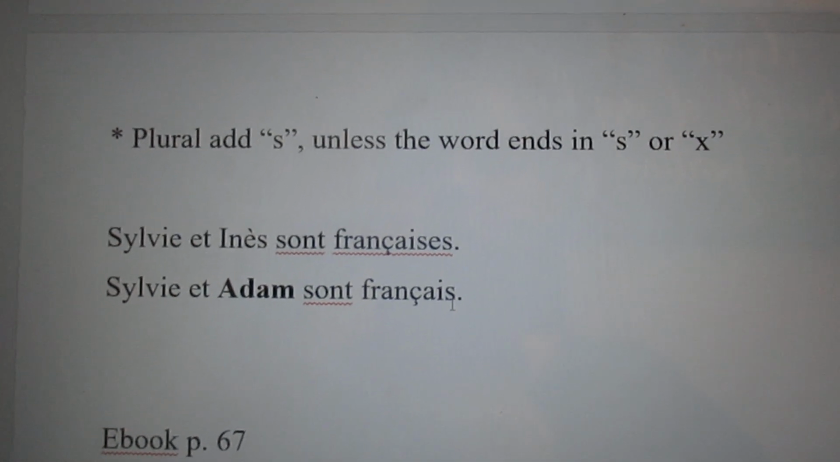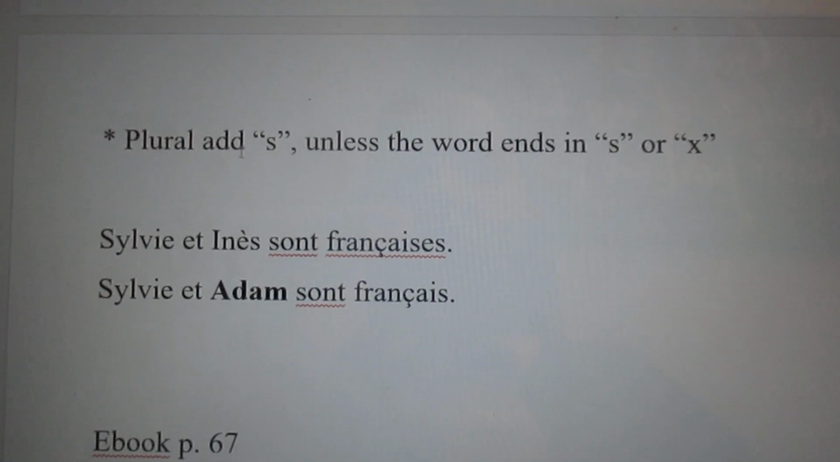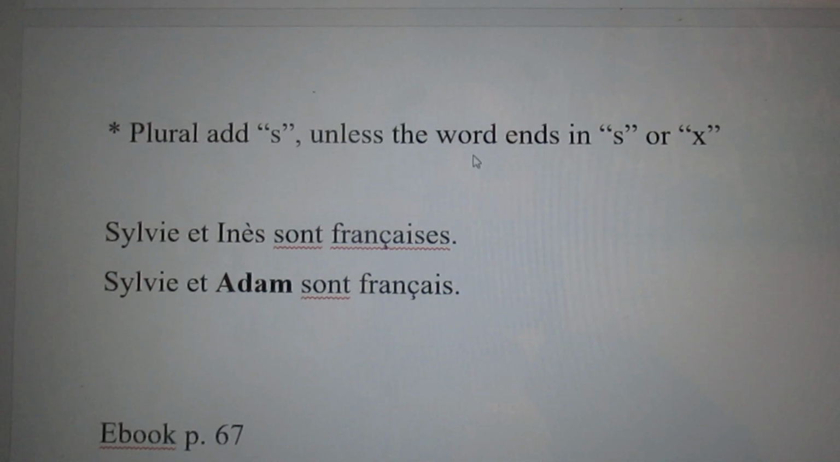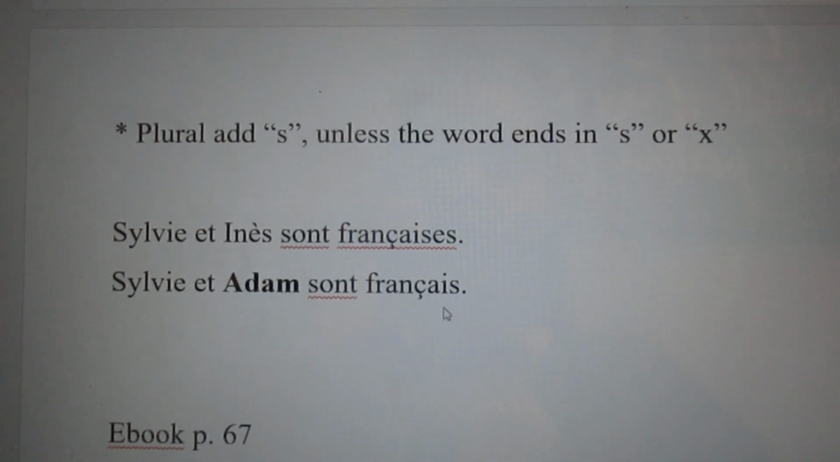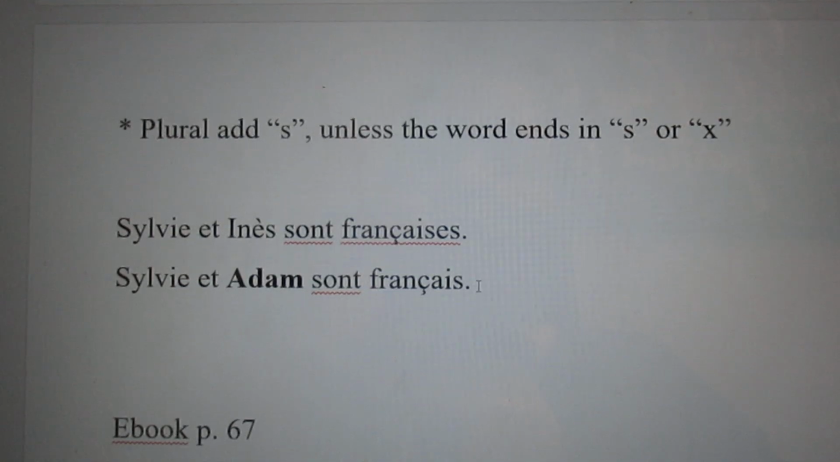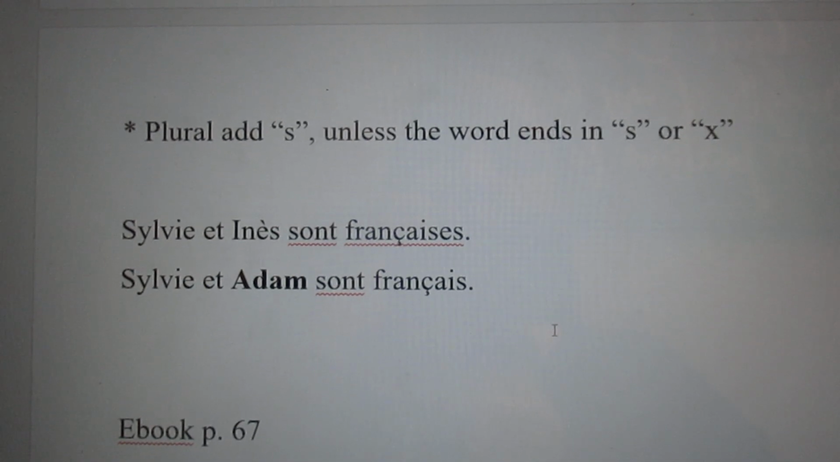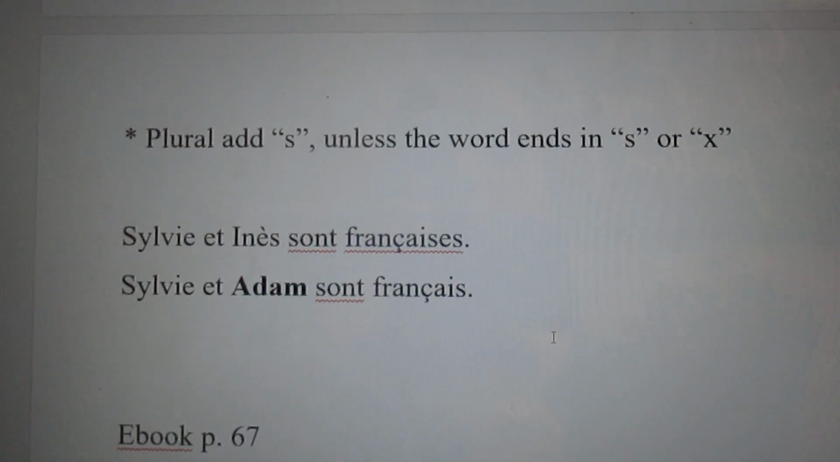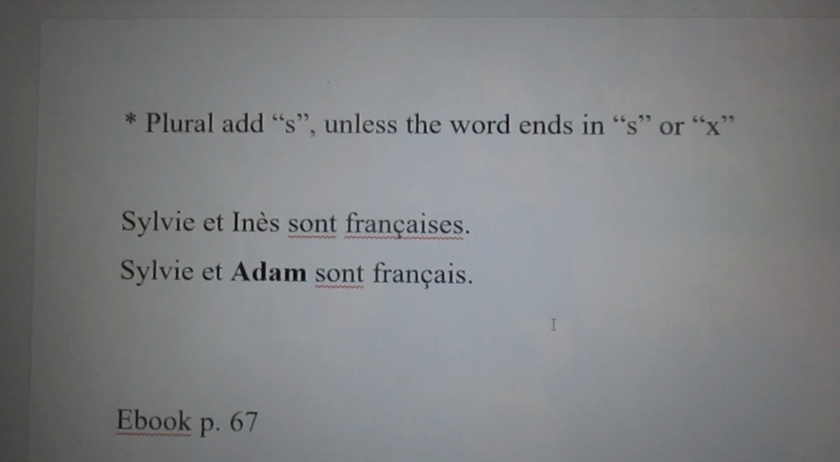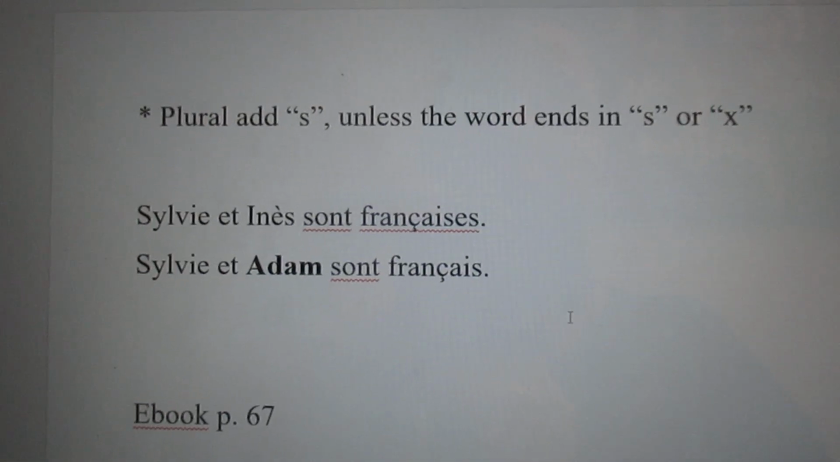And again, as we mentioned, in the plural we would add an S unless it already ends in an S. And français obviously ends in an S, so I'm not going to have two S's at the end. So Sylvie et Adam sont français, but Sylvie et Agnès sont françaises. So that's an important thing to note.